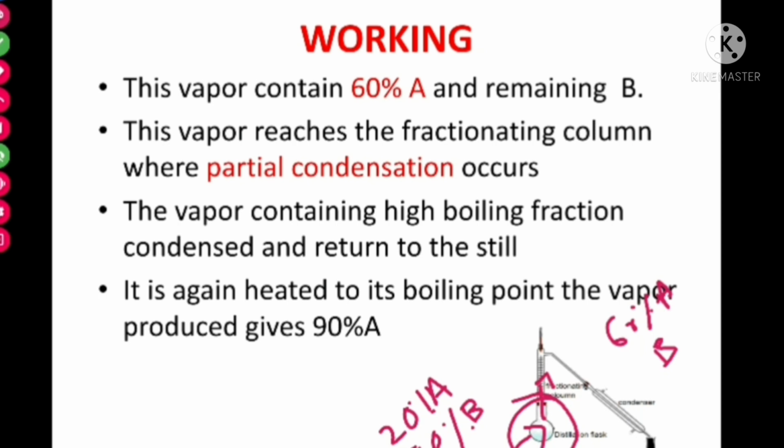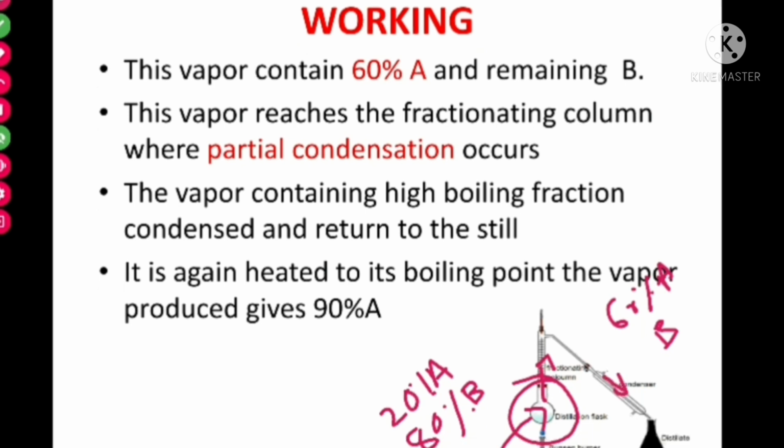That liquid A enters into the condenser from the fractionating column. The low boiling fraction, that means our liquid sample A, enters into the condenser where condensation occurs, and that distillate we can collect into a receiver. So that receiver contains 60% A in its pure form.